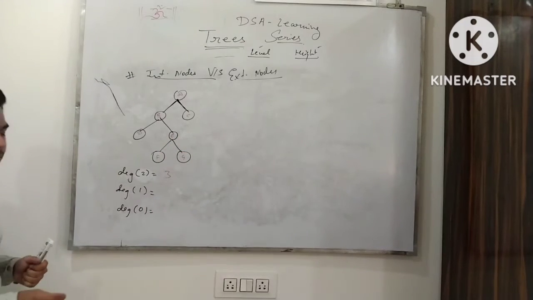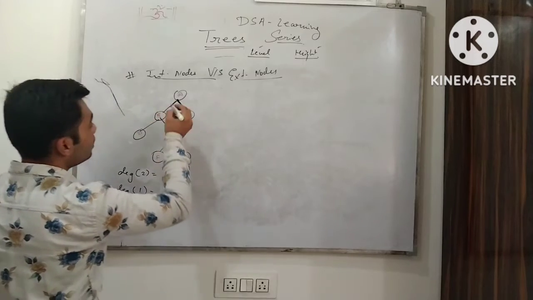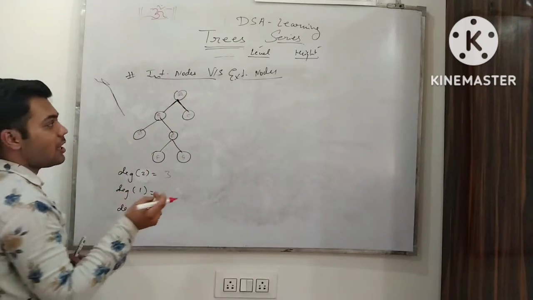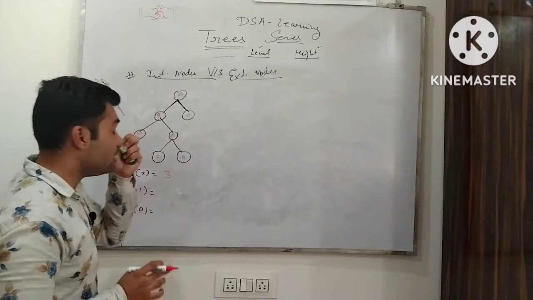How many nodes are there which have the degree 1? Let's take the example. A, we have already discussed, has the degree 2. B, already discussed, what's the degree of B? 2.